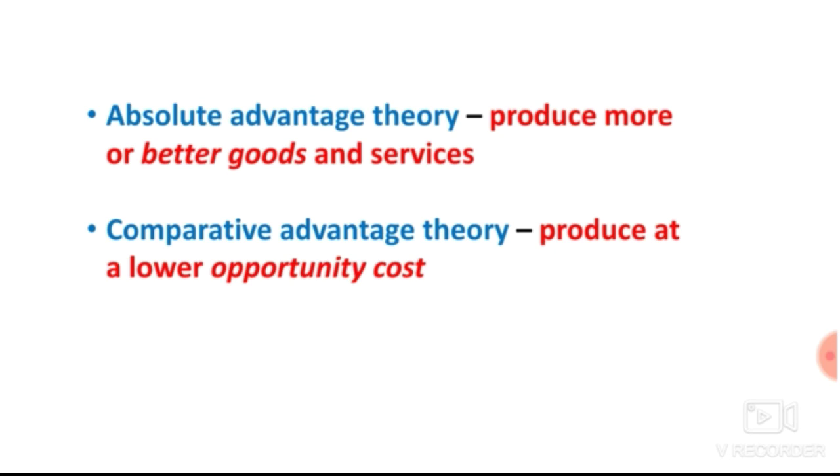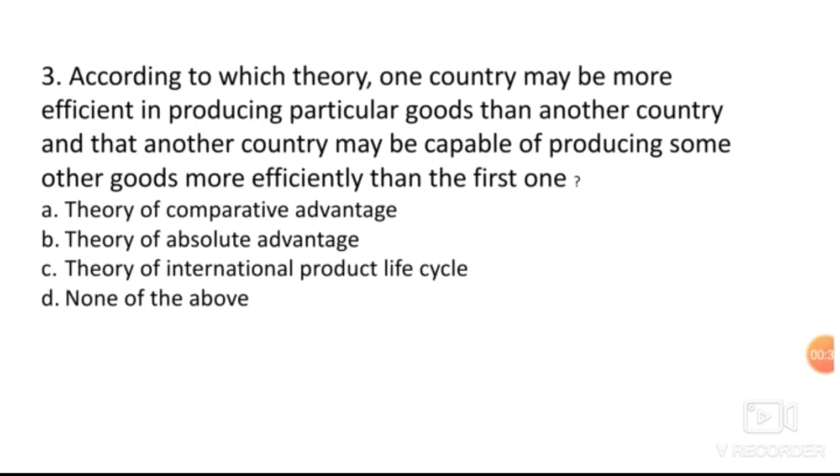Comparative advantage theory is producing at a lower opportunity cost, and the product life cycle goes through different lifespans of the product: introduction, growth and maturity, decline, like that. So the answer is absolute advantage theory. More efficient in producing particular goods than another country. The answer is theory of absolute advantage.